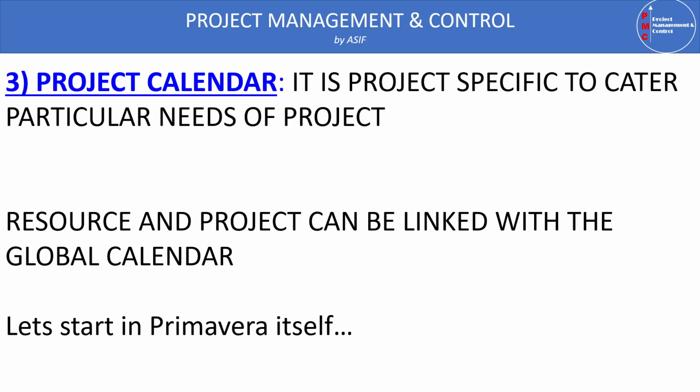And a very important item I want to identify here is that resource and project calendars can be linked with the global calendar. If we do it like this, any changes we make in the global calendar will be reflected in the resource and project calendars also. Now we'll see how we can create a project and define the project calendar attributes in Primavera P6 itself. Let's start in P6.